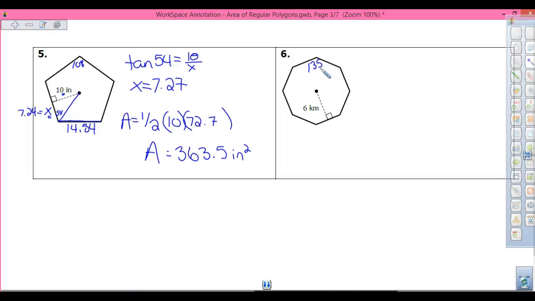So now when I draw my line, what is this angle? 67.5 is this little angle right here. I'm looking for x right here. So we've got to use tangent of 67.5 equals 6 divided by x.